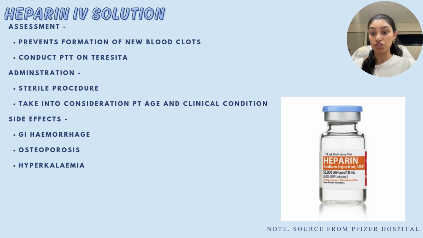It is also important to know what to do in case of overdose. So a 1% solution of protamine sulfate should be utilized at no more than 50 mg, administered over 10 minutes, and this drug will basically neutralize the effects of heparin sodium.